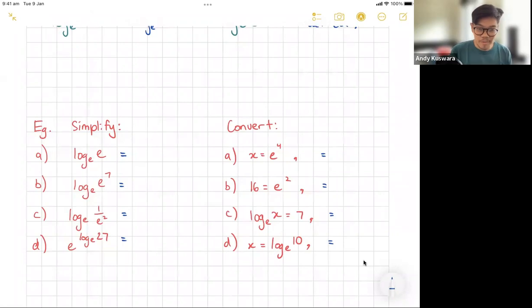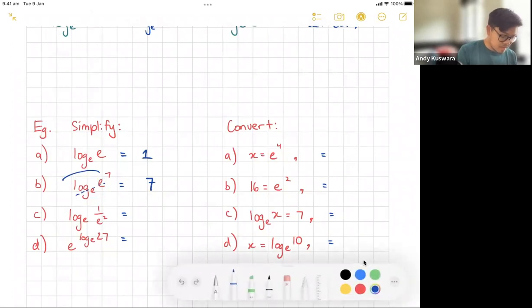Okay, if we've got log e of e here, the answer should be 1. If it's log e of e to the 7, remember the log e and the e will end up canceling out, and we're just left with 7. Or if you want to think about it, the 7 will move down to the front, leaving us with 7 times log e of e, which again is 1. So 7 times 1. You've got options there.